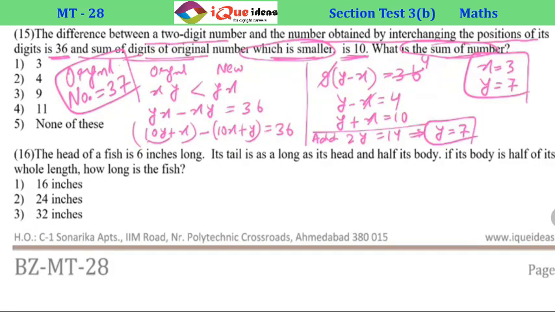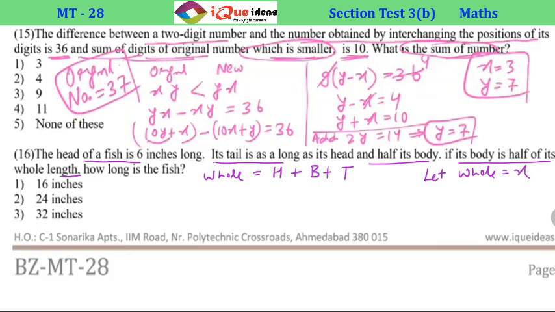Now in the 16th question, it says the head of a fish is 6 inches long. Its tail is as long as its head and half its body. If its body is half of its whole length, how long is the fish? So let's assume that the whole length is equal to the head plus the body plus the tail, right? Now let's assume that the whole length is equal to x. So whole length is equal to x.